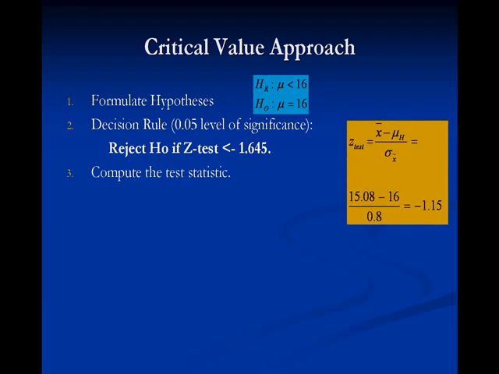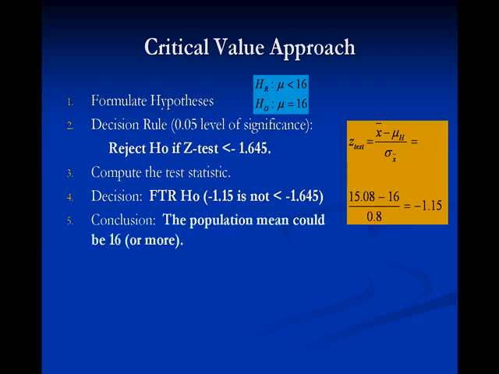We're going to compute the test statistic, z-test. Actually computed this in the last part. 15.08 minus 16 over 0.8 is minus 1.15. So we fail to reject HO because minus 1.15 is not less than minus 1.645. Our conclusion is the population mean could be 16. Actually, it could be a little more than that. But we're just testing 16 at this point. So our implication is don't implement the training program.